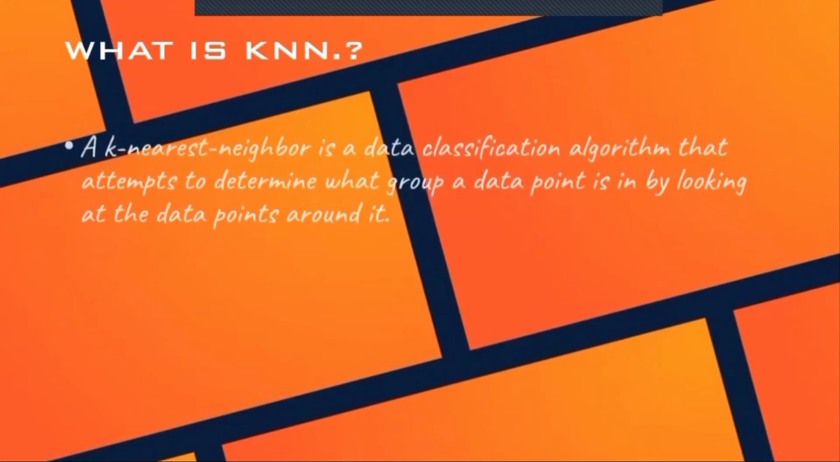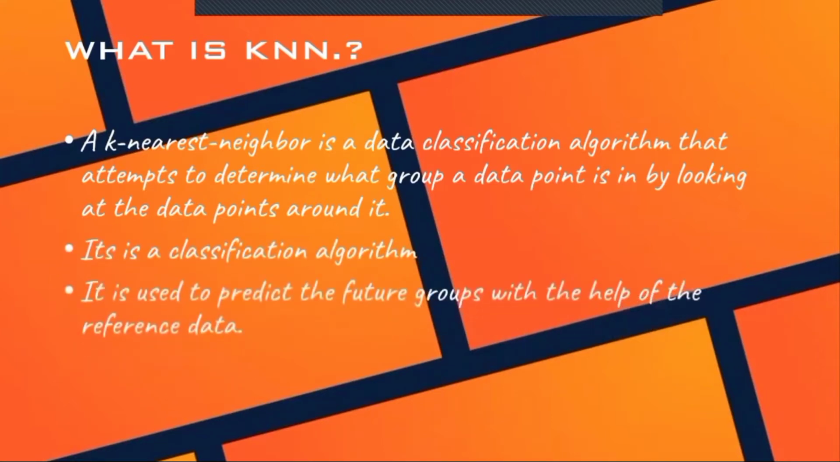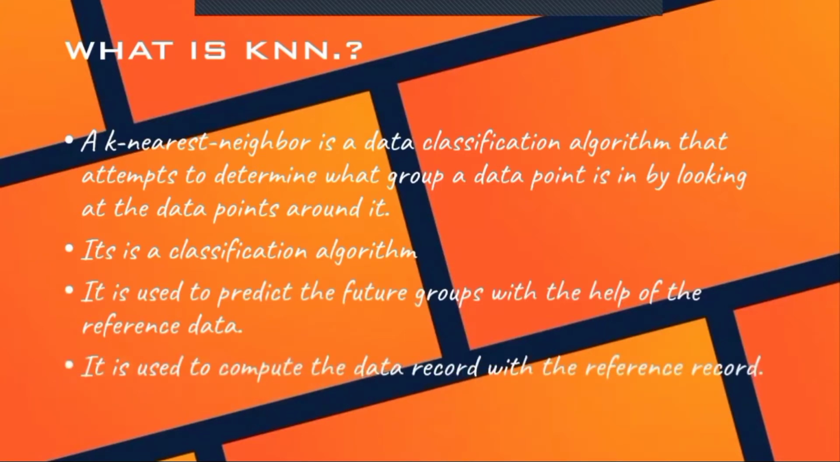So what is this KNN algorithm? A k-nearest neighbor algorithm is a data classification algorithm that attempts to determine what group a data point is in by looking at the data points around it. It is a classification algorithm used to predict future groups with the help of reference data. It is used to compute the data record against the reference record, and it looks for the k-nearest records.